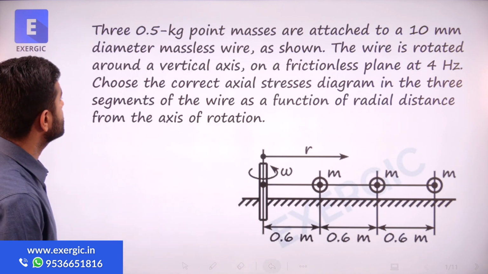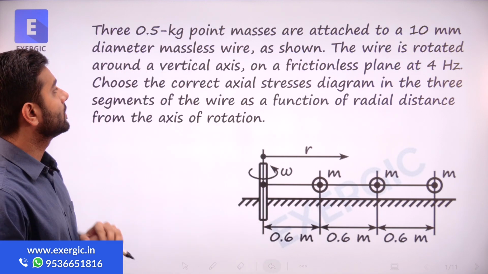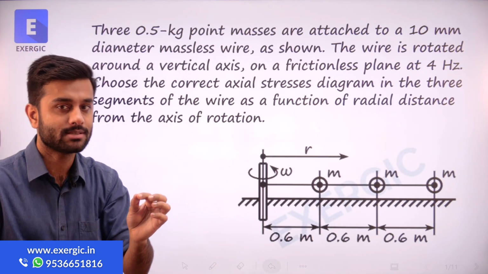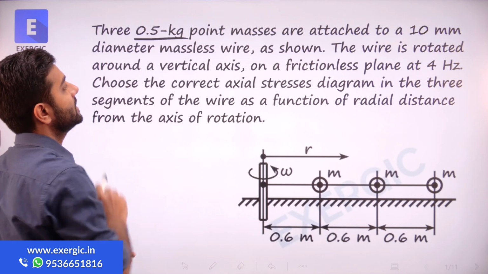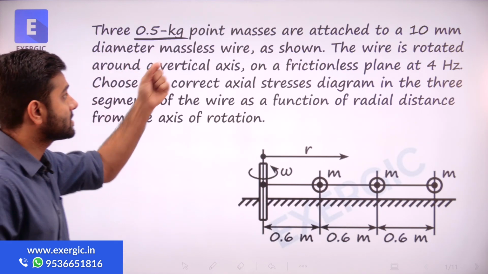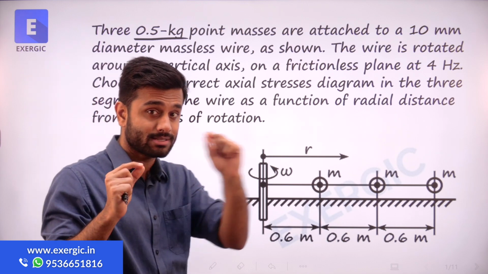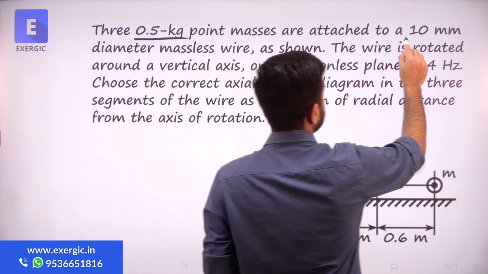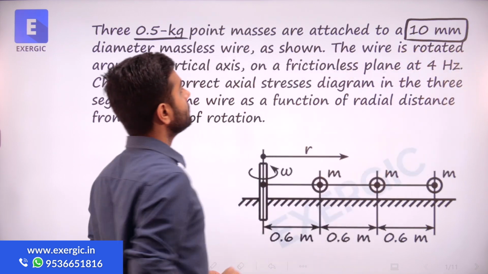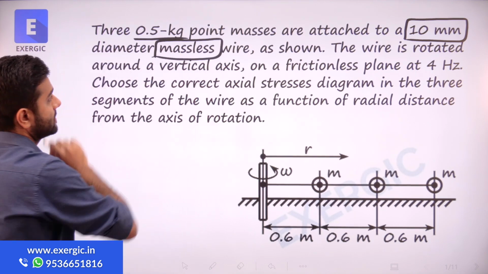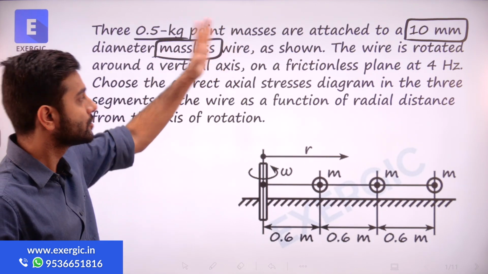The question says that 3 point masses of 0.5 kg each are attached to a 10 mm diameter massless wire. They are attached, 3 masses are attached to a 10 mm diameter. This is the diameter, 10 mm is the diameter of a massless wire. The wire is massless. Important keyword, as shown.